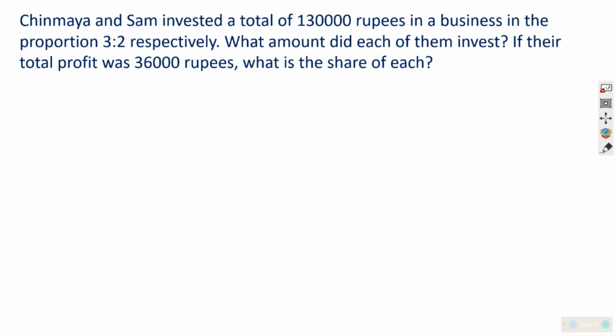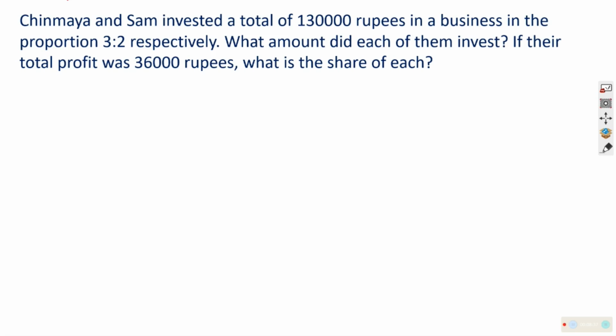Chinmaya and Sam invested total of 1,30,000 rupees in a business. The capital is given. In the proportion 3:2, the proportion is also given. What is the amount each of them invested? And if their total profit was 36,000 rupees, what is the share of each?